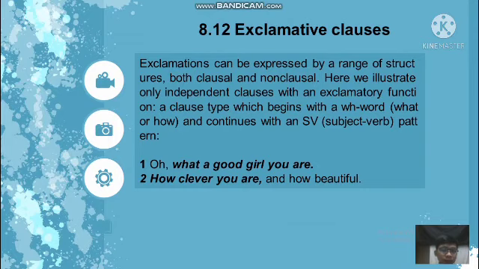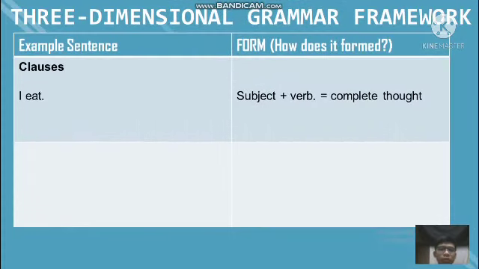Other phrase kinds, particularly declarative sentences, can be employed to produce exclamation with the right intonation. A powerful sensation or sense of eagerness is expressed in an exclamatory statement. The way you speak, how you highlight key phrases, and how you accent your words can all change the meaning and even the urgency of your sentence. So let's move to the three-dimensional grammar framework.